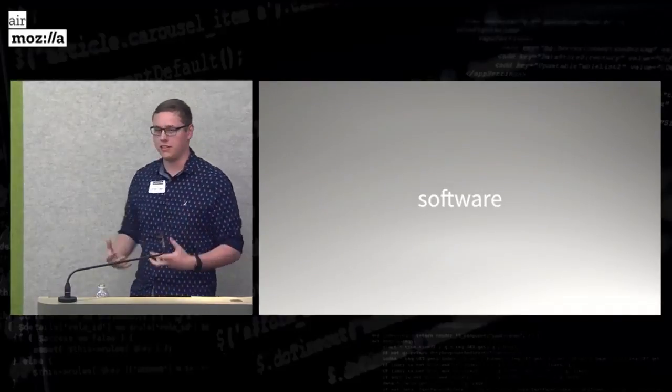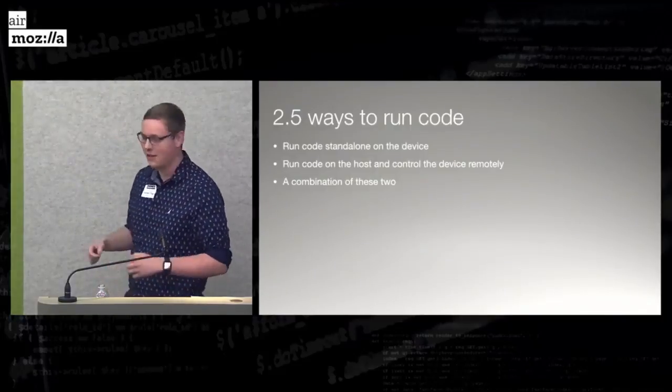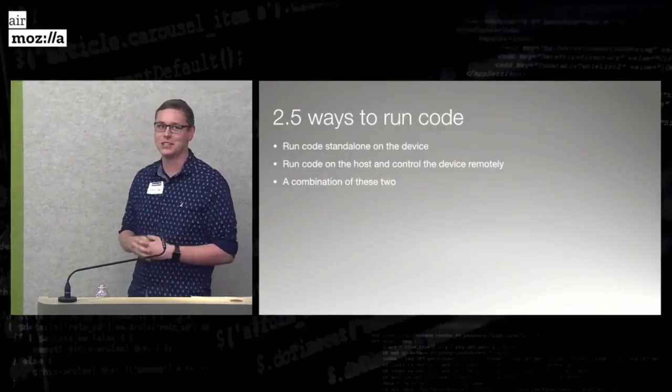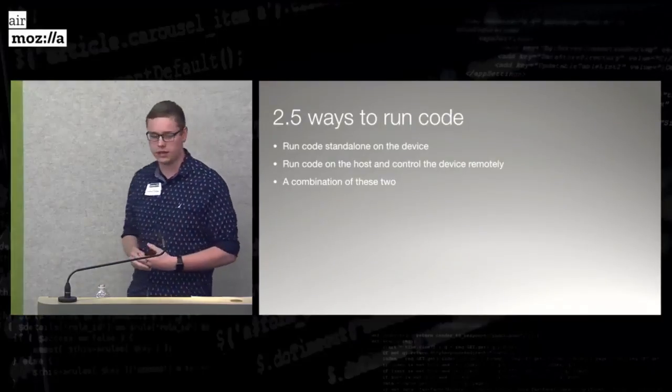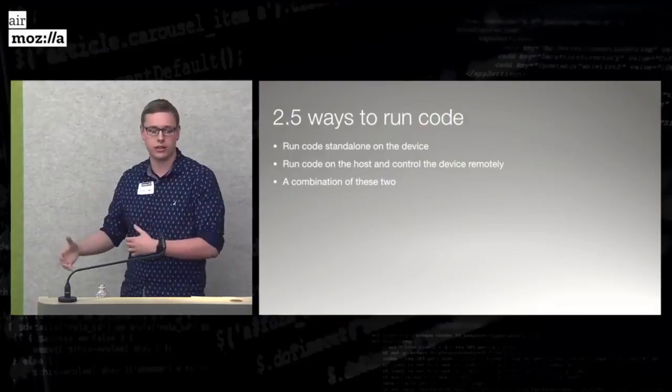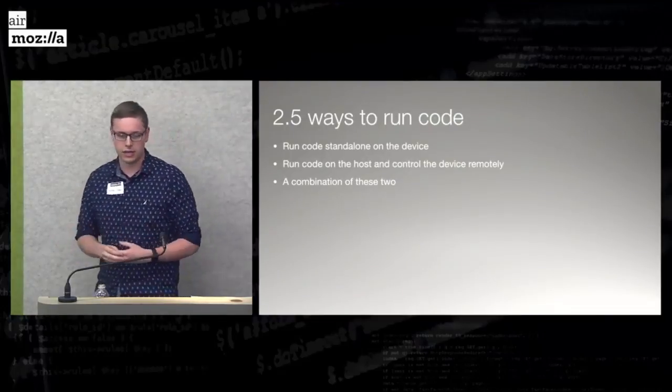So software, this is the gateway to the embedded system. There are 2.5 ways to run code on the Flipper device. The first way is the one that you'll be familiar with. You can run code standalone on the embedded hardware, compile it, put it on the hardware, it lives there running.